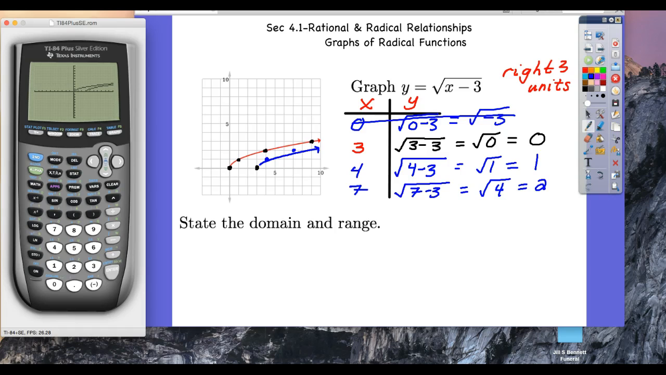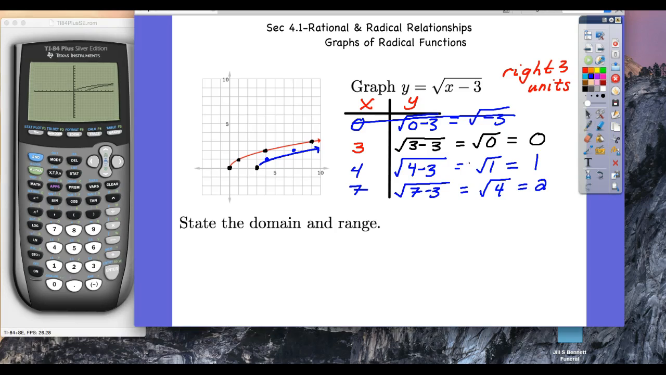Now when I state the domain here and the range, this time my domain changes, okay, because I affected the x value. The domain here is going to change. x has to be greater than or equal to, well, I have to make sure that whatever's underneath here is greater than or equal to 0. So x minus 3 has to be greater than or equal to 0. So x has to be greater than or equal to 3. And you can see that graphically my first point is right there. So x has to be greater than or equal to 3, or in interval notation 3 to infinity.